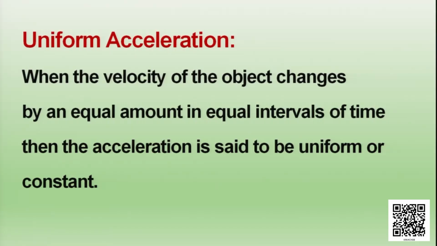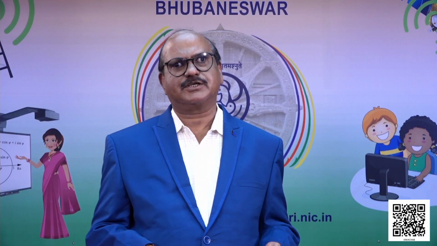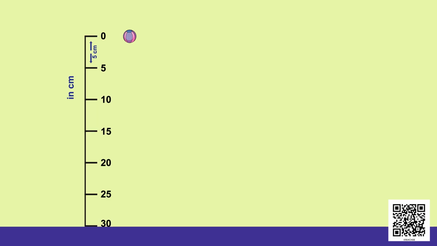When the velocity of the object changes by an equal amount in equal intervals of time, then the oscillation is said to be uniform or constant. Then give your example from daily life experience of this uniformly oscillated motion. Now see this picture. What is this? In this picture, an object is falling freely under the action of gravity. I have shown this picture in my previous class.